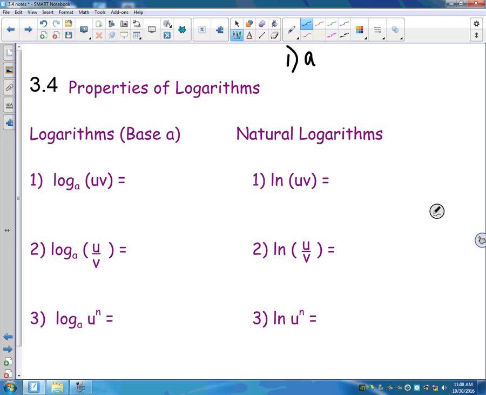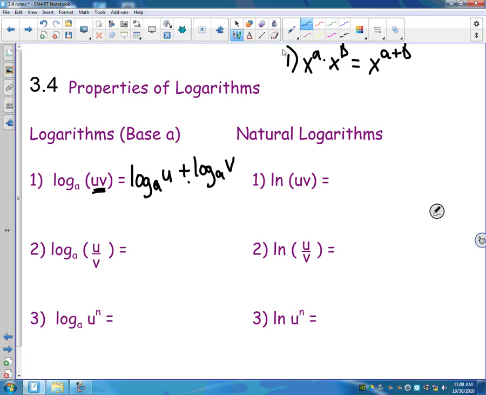So number one, if you have x to the a times x to the b, well, remember that you add those exponents, x to the a plus b. Well, remember that a logarithm is just an exponent, and hopefully on the properties that you came up with yesterday, you realized that if you had the multiplication of two numbers in one logarithm, you can break that up as addition. So that's the same as log base a of u plus log base a of v. So multiplication goes to addition.